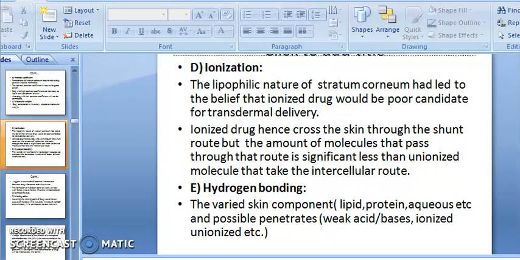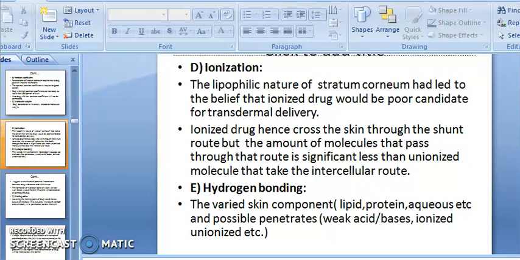Then ionization. The lipophilic nature of stratum corneum has led to the belief that ionized drugs would be poor candidates for the transdermal delivery system. Because of the lipophilic nature of your stratum corneum, ionized drugs will not be absorbed or penetrated into your dermis. This is a poor candidate for dermal delivery or dermal drug preparation.